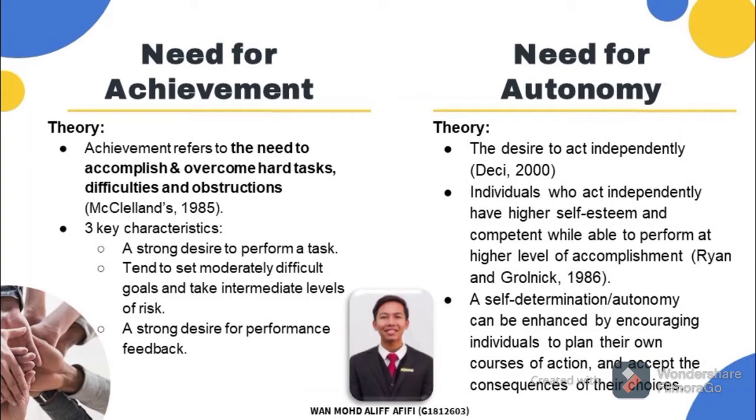Second, these individuals tend to set moderately difficult goals and take intermediate levels of risk. In an easy way to understand, depending on their levels, they will choose the hardest task since the easier task can be done by other people. They also tend to play with the risk since for them it is more enjoyable, according to Minor, 2002.